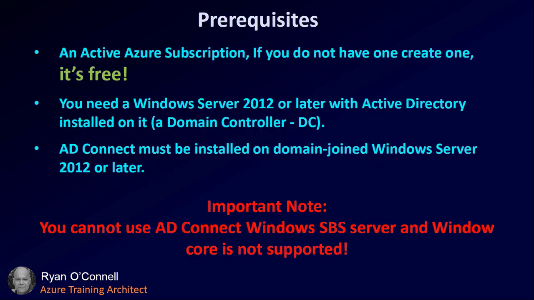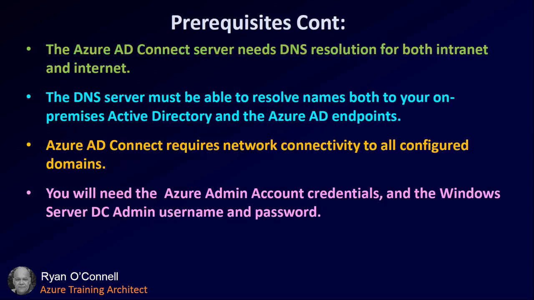So what we need is an AD subscription. If you don't have one, create one. It's free. You need a Windows Server 2012 with Active Directory installed on it, a domain controller/DC. AD Connect must be installed on a domain joined Windows Server 2012 or later. Important note, you cannot use AD Connect on Windows SBS Server or Windows Core. It's not supported.